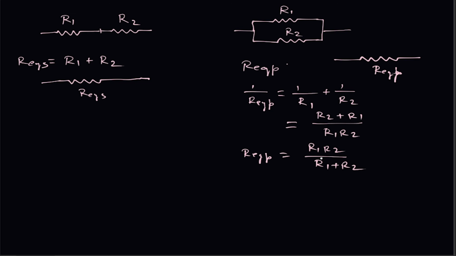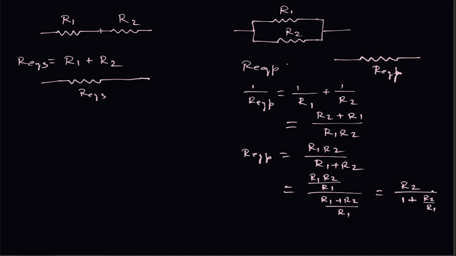This is algebra. So what is this value? We can divide this by R1. In the numerator it will be R2. In the denominator also we divide by R1, so it will be R1 plus R2 divided by R1. R1 will cancel out in the numerator. Doing partial fractions, the denominator will be R1 by R1 plus R2 by R1, which is 1 plus R2 by R1.